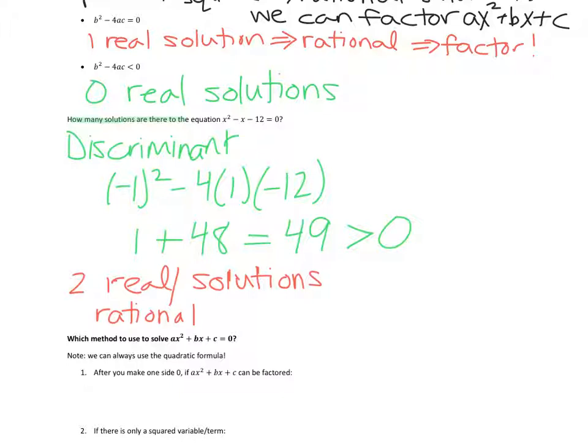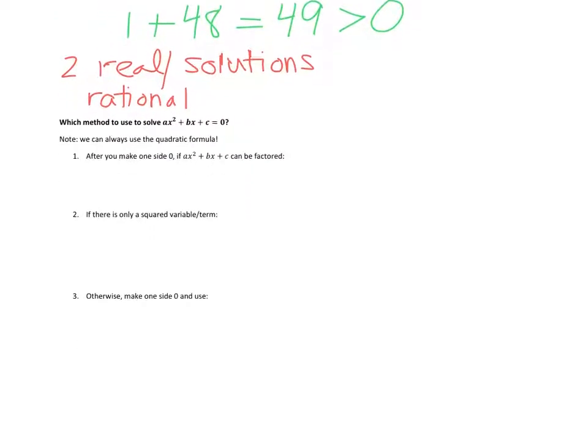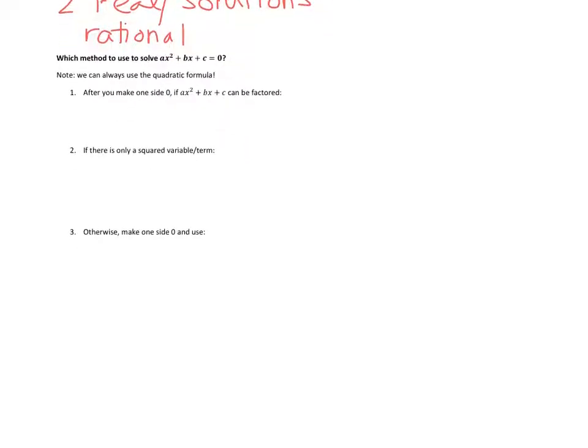Okay, so let's start summarizing everything we know about quadratic equations, because we have the zero factor property, we have the square root property, and now we have the quadratic formula. So when do we use what? So first of all, we can always use the quadratic formula, okay? And to start off, let's make one side 0. So ax squared plus bx plus c equals 0. It's a quadratic equation. So we have 3 cases.